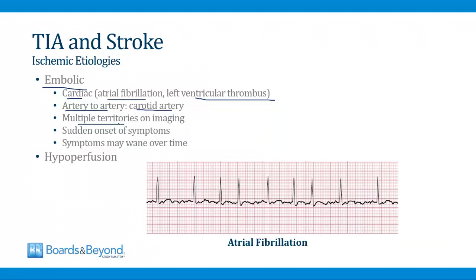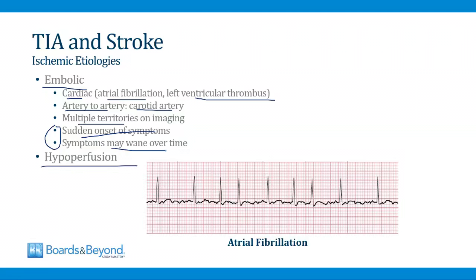And in terms of symptoms, embolic strokes usually present with a sudden onset of symptoms. As soon as those embolisms reach the brain, the symptoms begin immediately, and then the symptoms may wane over time. This is the clinical course of embolic strokes. And then the last mechanism of ischemic strokes is hypoperfusion. This occurs when patients have hypotension for whatever reason.